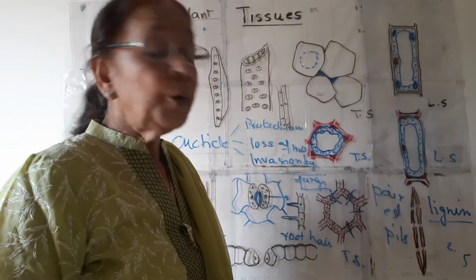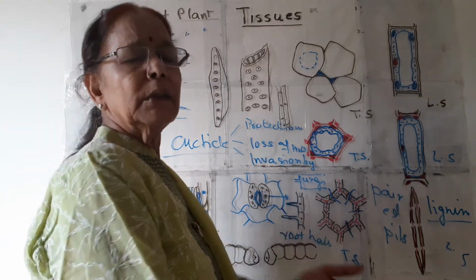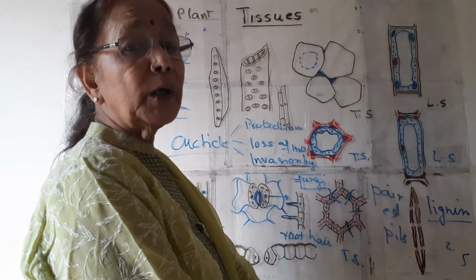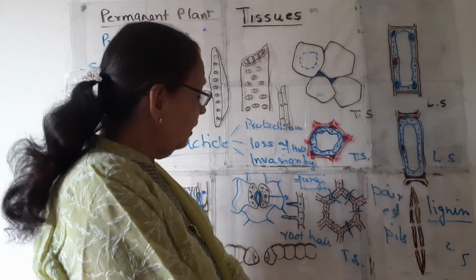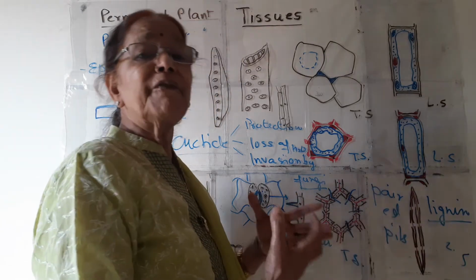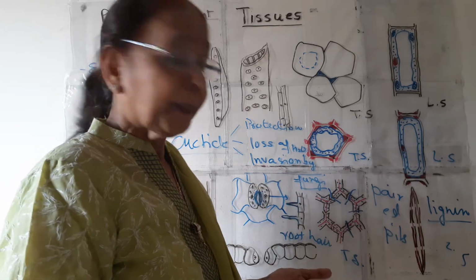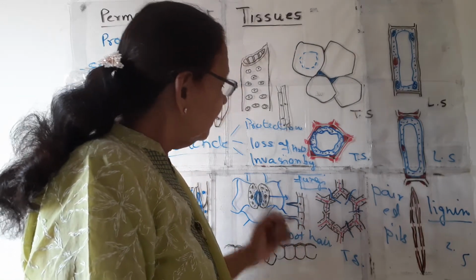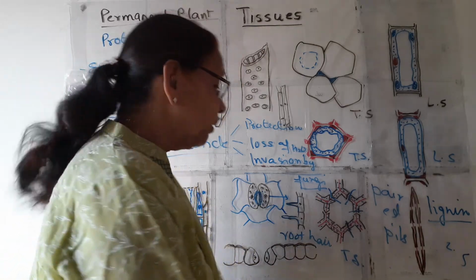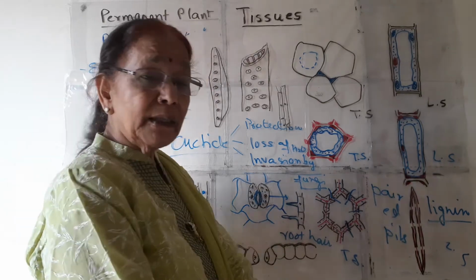This is root hair. So what does it do? The cells of the roots, as all of you know, help in absorbing water and minerals from the soil. These root hairs increase the surface area of the root for more absorption. So the epidermal cells help in absorption of minerals and water from the roots. So this is about epidermis.